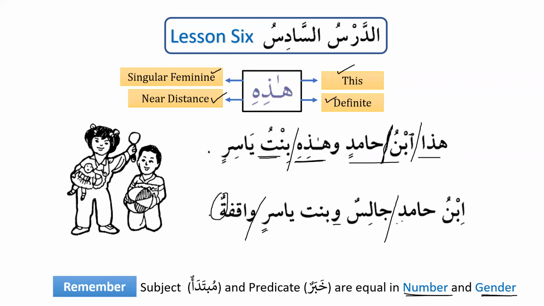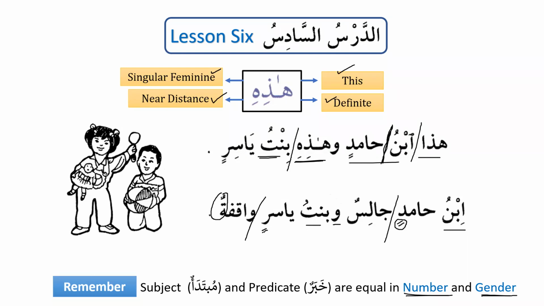And you know why Hamidin is majroor, right? Does anyone remember why it is majroor? Hamidin and Yasirin, they are majroor. Does anyone remember? Excellent, because they are mudaf ilayh. Yeah, please don't forget about that. So we know that ibnu and bintu are used as mudaf, and the noun that is mudaf ilayh is always majroor. Excellent. So these things we need to remember now.